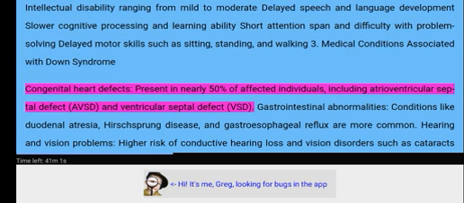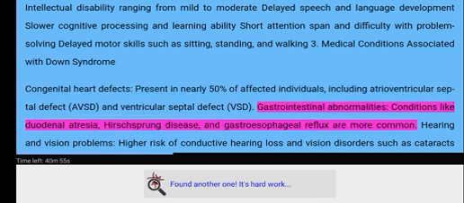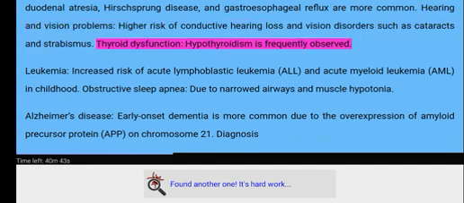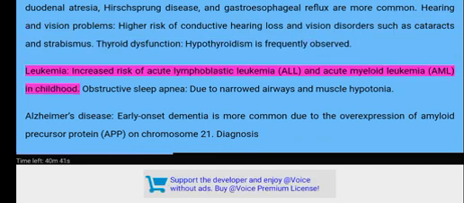Congenital heart defects, present in nearly 50% of affected individuals, including atrioventricular septal defect (AVSD) and ventricular septal defect (VSD). Gastrointestinal abnormalities, conditions like duodenal atresia, Hirschsprung disease, and gastroesophageal reflux are more common. Hearing and vision problems, higher risk of conductive hearing loss and vision disorders such as cataracts and strabismus. Thyroid dysfunction, hypothyroidism is frequently observed.